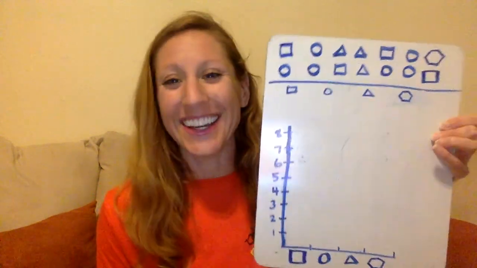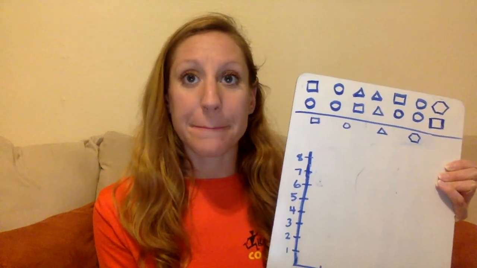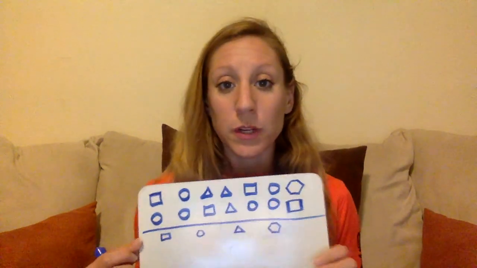So let's review graphing first. I created a little makeshift graph here. I have some shapes on the top. We're going to use these shapes up here to tally and graph, to practice counting them up, showing how to tally, like showing a tally graph, and also comparing different things within the graph. So first thing we're going to do is see how many of each shape there is.